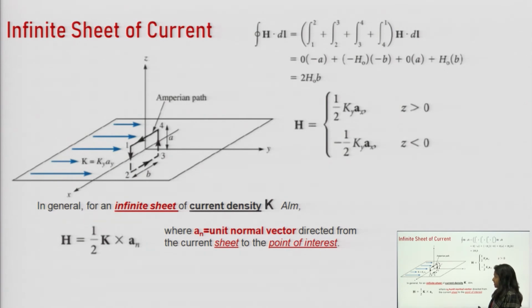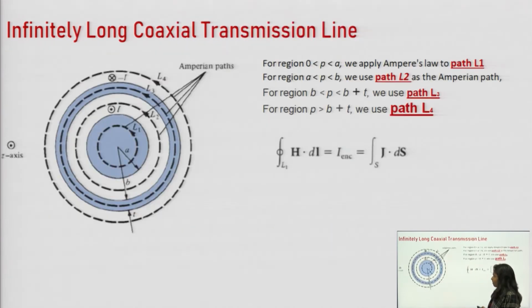So we can see how easily we have found the value of magnetic field intensity due to a current carrying sheet. Similarly, we can apply Ampere's law in order to find the magnetic field due to an infinitely long coaxial transmission line.